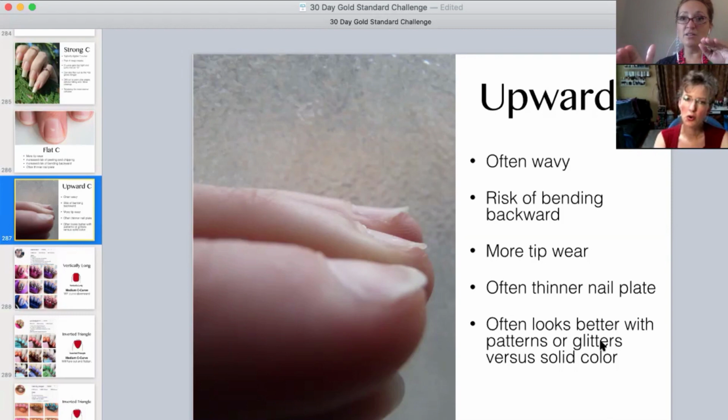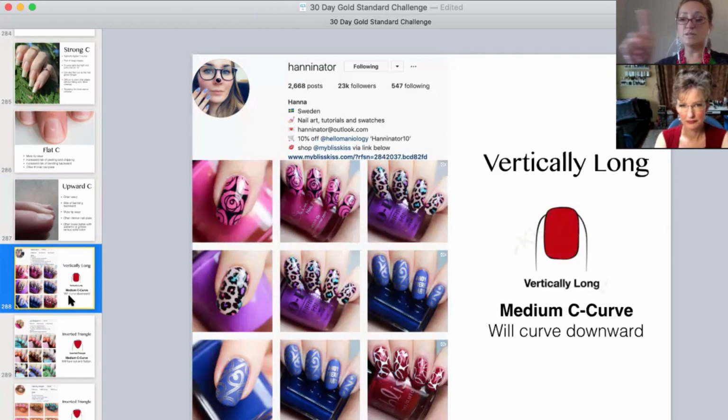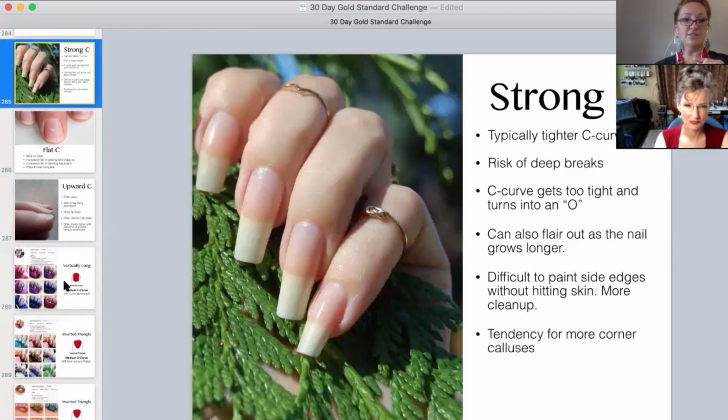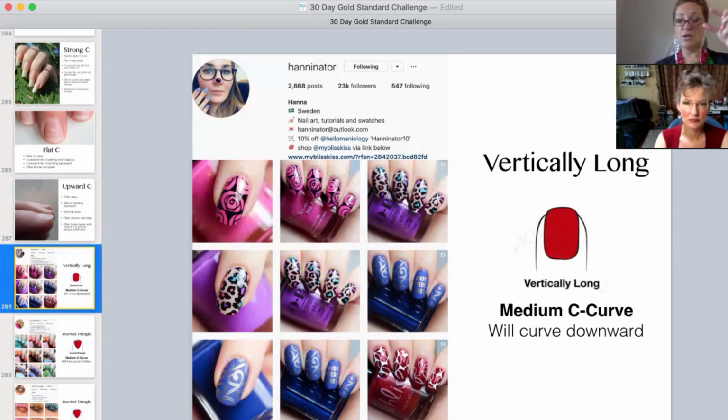So we're going to look at a few examples to give you an idea of the combination of the horizontal and vertical nail shape versus the 3D curvature. This is our lovely Hannah Nader on Instagram. She has vertically long nails, the classic, beautiful blogger nails. She has a medium C curve. Compared to Anna's tighter C curve, she still has a solid C curve, it's just that hers probably don't pinch. So as her nails grow out, they're going to grow downward.